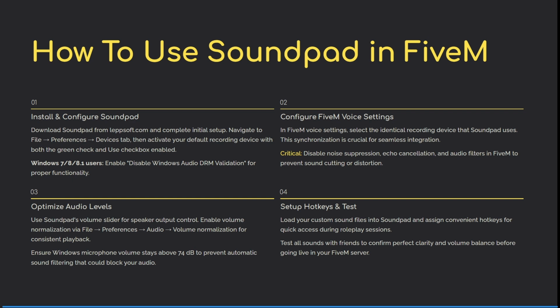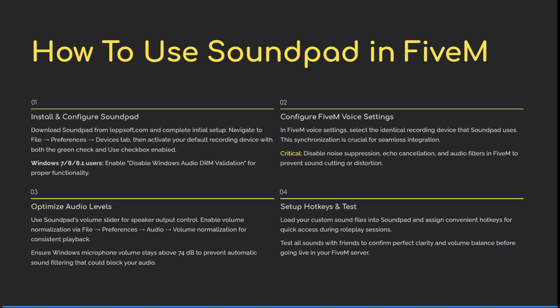In FiveM voice settings, select the identical recording device that Soundpad uses. This synchronization is crucial for your integration. And then disable noise suppression, echo cancellation, and audio filters in FiveM to prevent sound cutting or any type of distortion. You'll now need to optimize your audio levels.